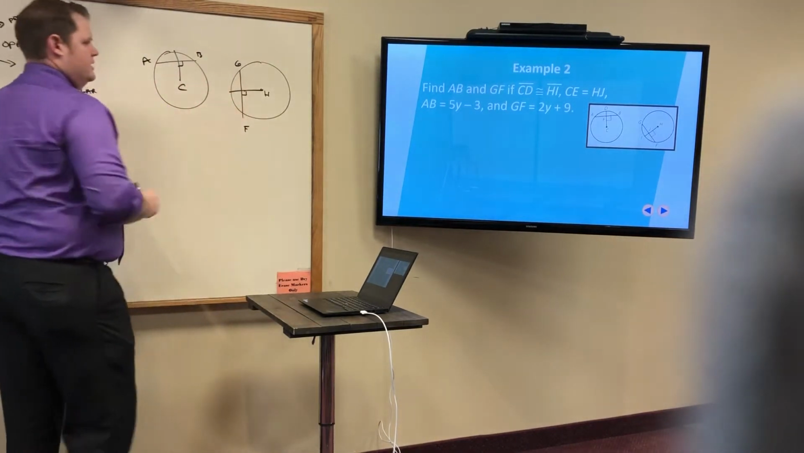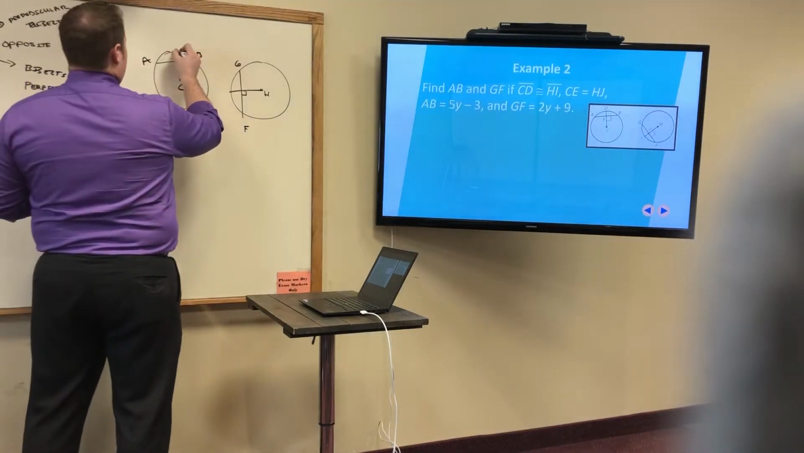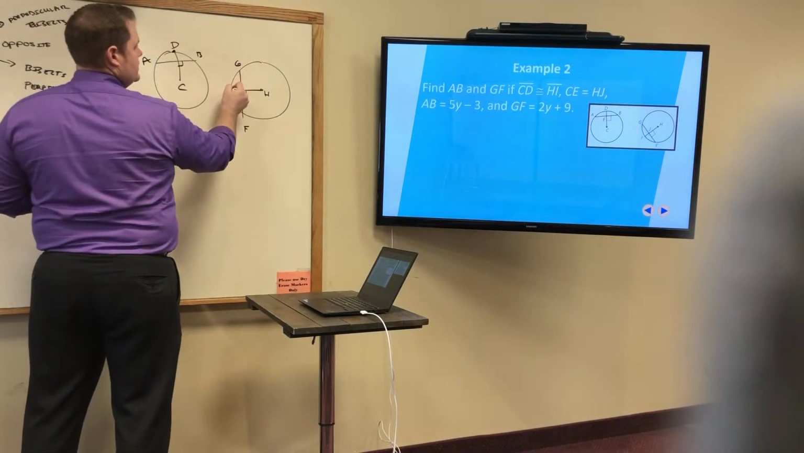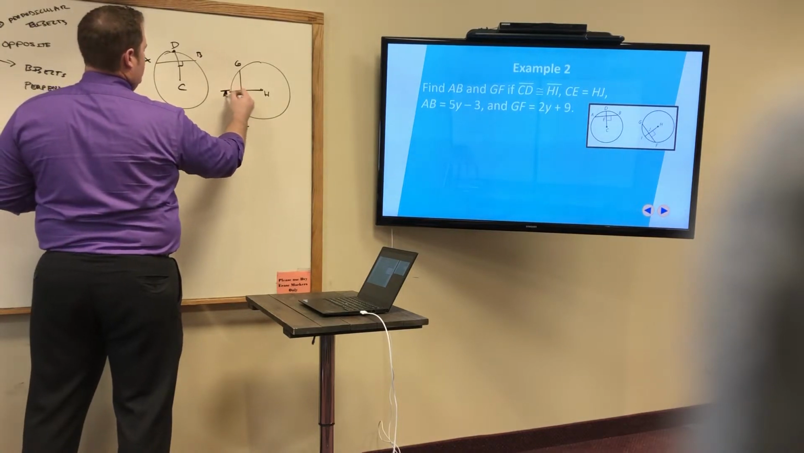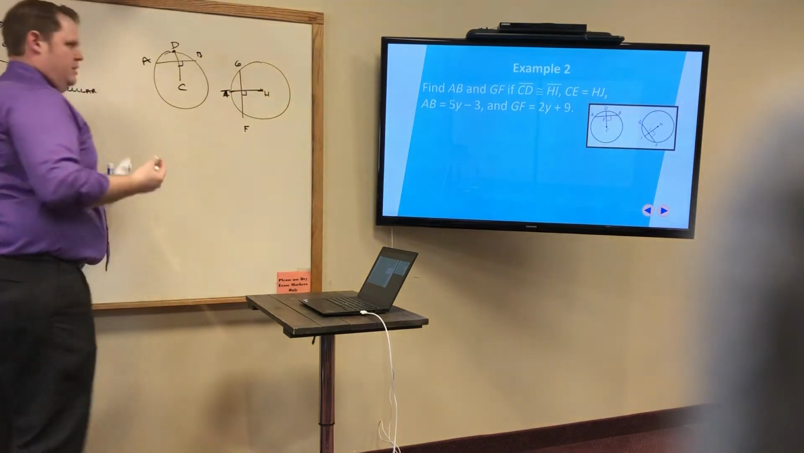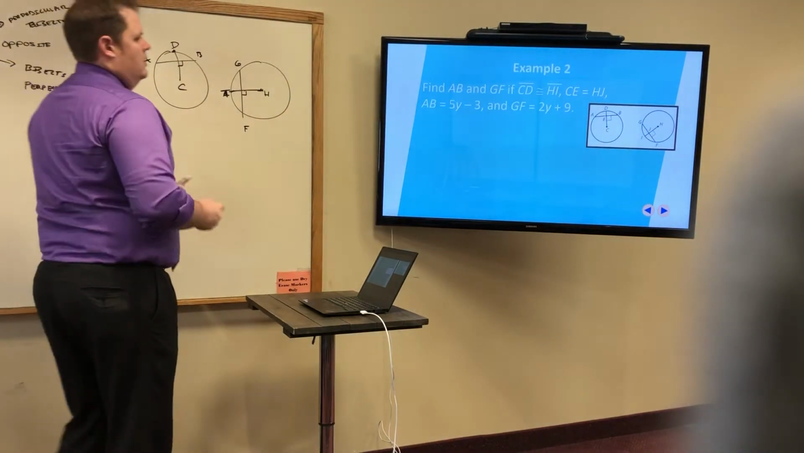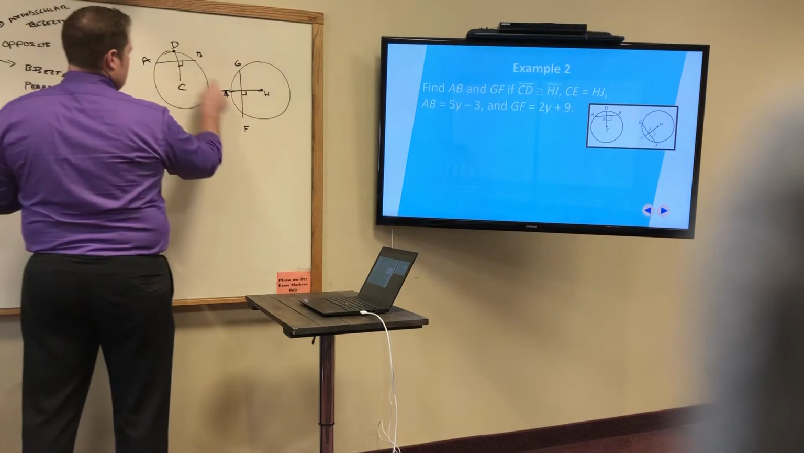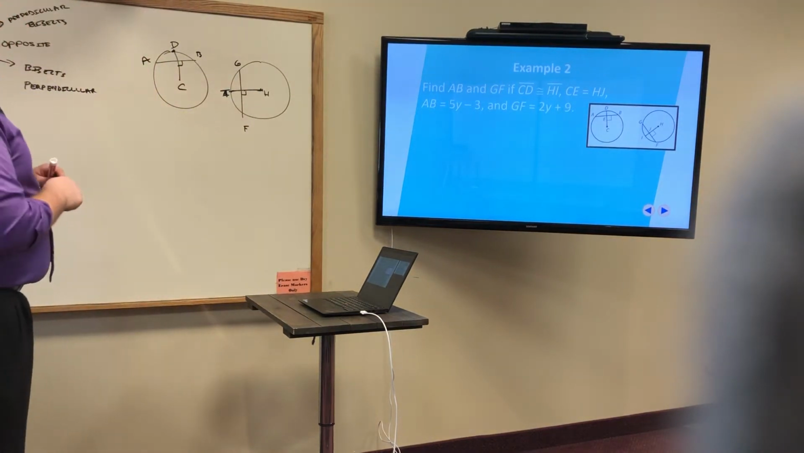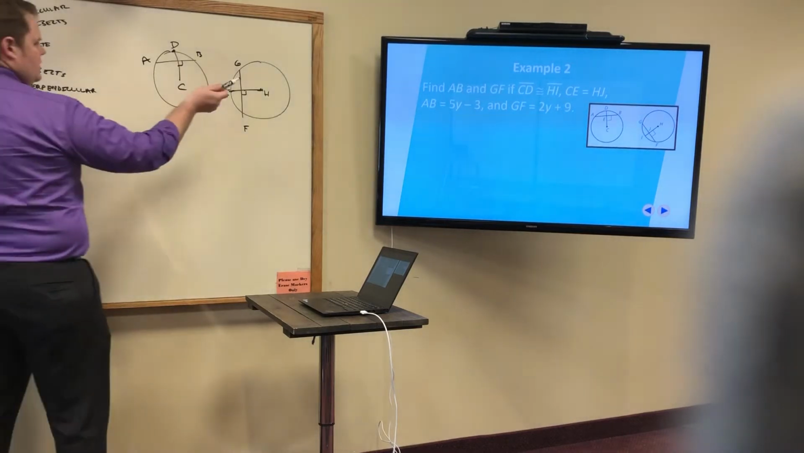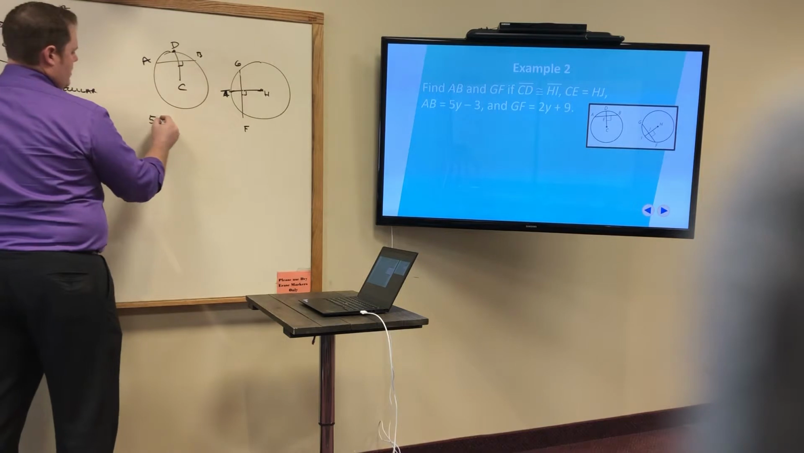We want to find this distance if CD is congruent to HI. So we know these are going to be equal, they're radiuses. CE is equal to HJ. So this is going to be equal to this. So that means that's going to be true. So how would we solve it? AB equals GF.